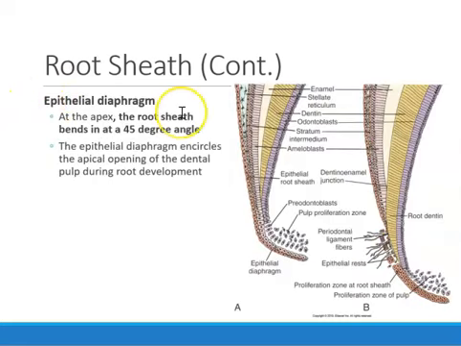There's a word called epithelial diaphragm, which is just this bend. See how it goes all the way down and then it bends at a 45-degree angle? That bend, when the root sheath bends, is known as the epithelial diaphragm. The diaphragm is basically where the pulp will start to form. You can see the pulp over here. It creates an opening for the pulp, and we'll find a better picture later that I can show you.